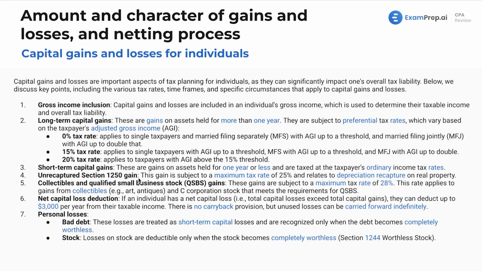Unrecaptured Section 1250 gain. This gain is subject to a maximum tax rate of 25% and relates to depreciation recapture on real property. We'll go over depreciation recapture in other lessons as well. But these are just points to memorize and be familiar with.